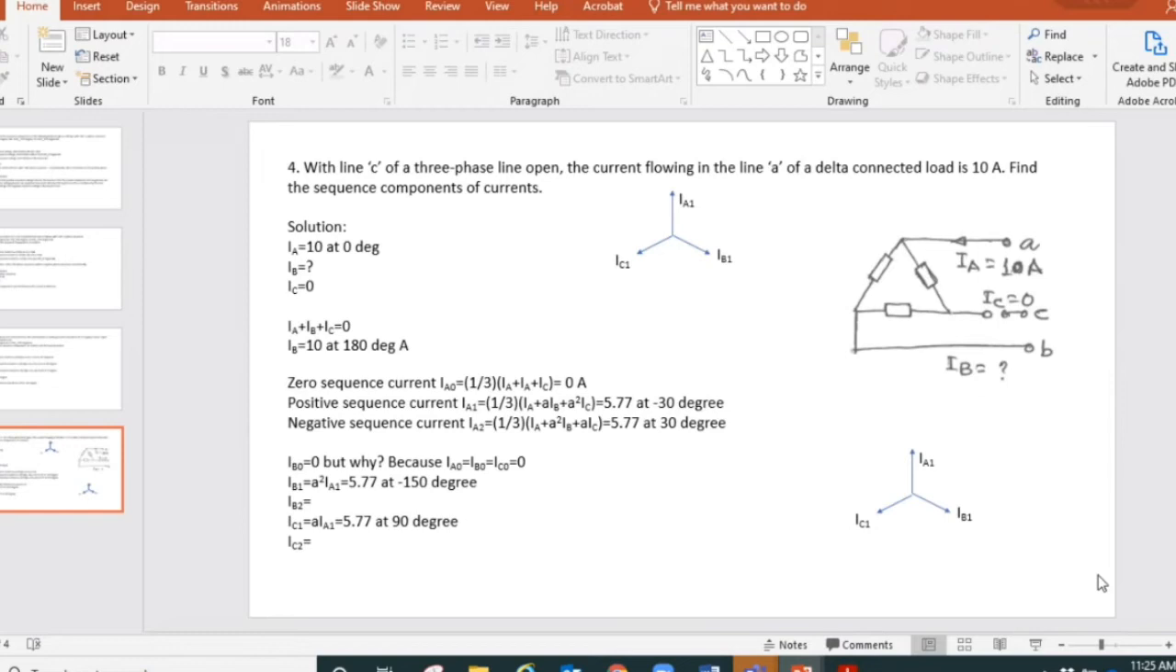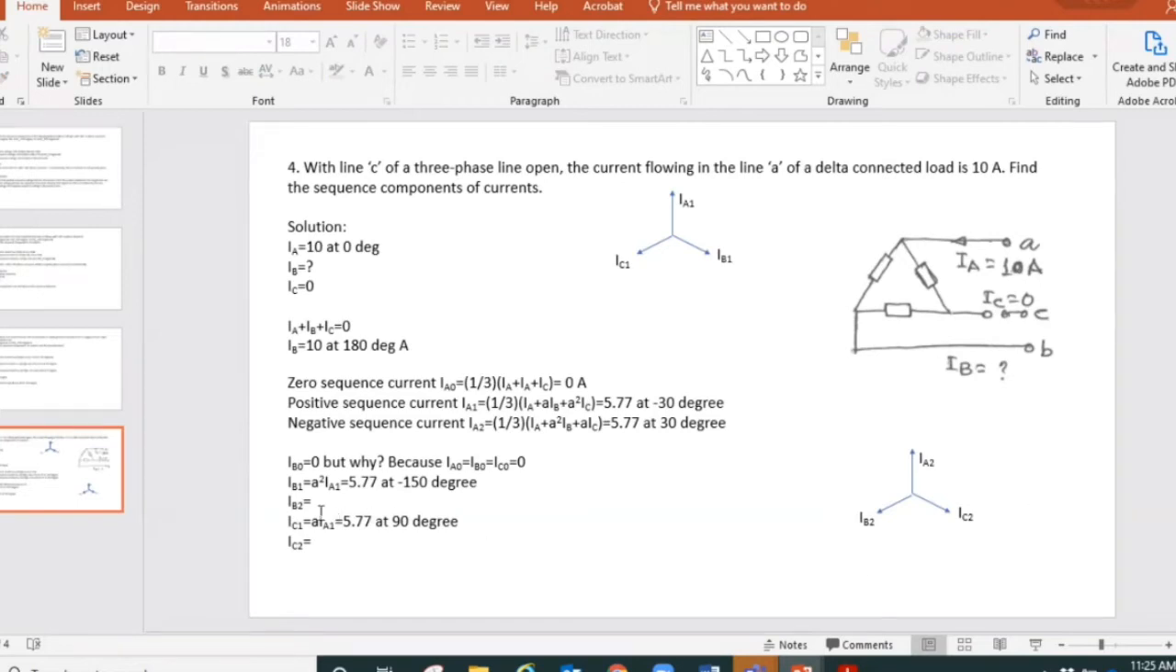Now we need to find IB2. For that we need to draw the negative sequence phasor diagram, and I'm converting it to negative sequence. So it will be IA2, IB2, IC2. But is that the correct phasor diagram for negative sequence? The answer is no, because it's negative sequence, it will be swapped. After A, it will be C, then B. So we changed their labels. Now this is a correct negative sequence phasor diagram.